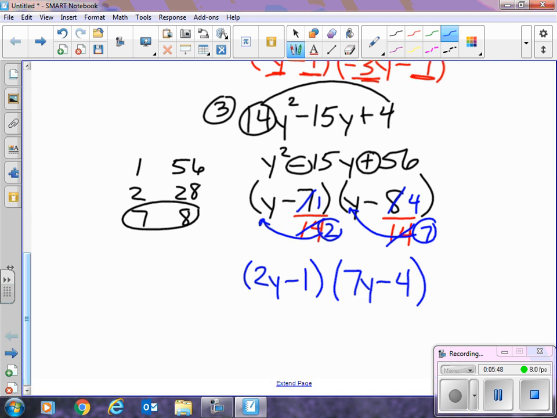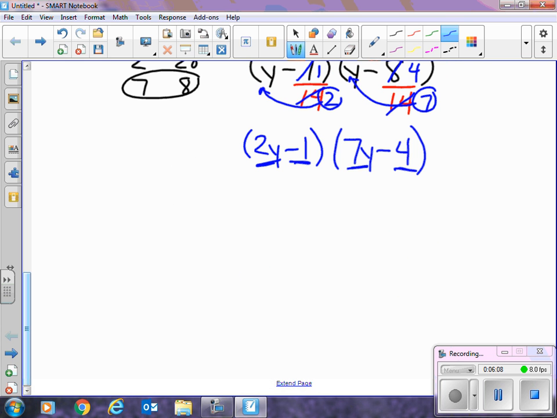Okay, and then do your quick check at the end as well. Take your first 2y times 7y. That gives us 14y squared, so we know we're good there. -1 times -4 does give us +4, so we know we're good there. Okay, if you did not reduce your fractions, you would never get back to where you started. So that's a big clue that something didn't go right or you've got more to do.